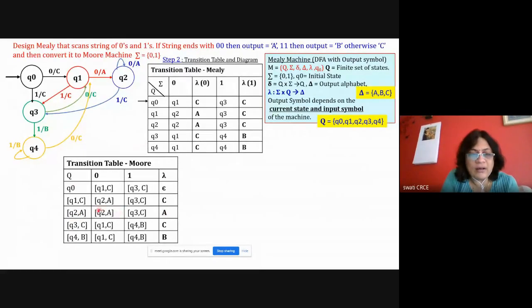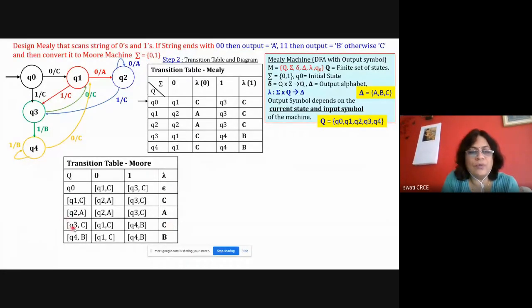Now for finding out these two values, you see this Q2. Q2 with 0 is Q2A. So write down that Q2A. And Q2 with 1 is Q3C. So write down here Q3C. Okay, so write down the transitions and the output symbol as A. Okay. Now Q2 is over.